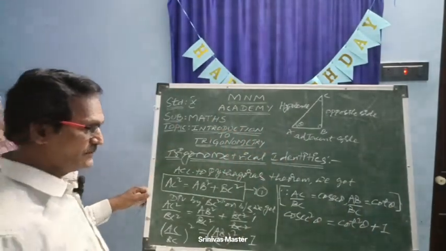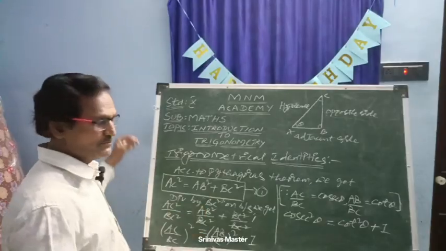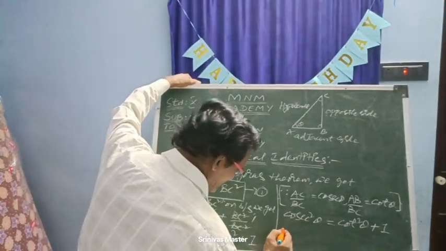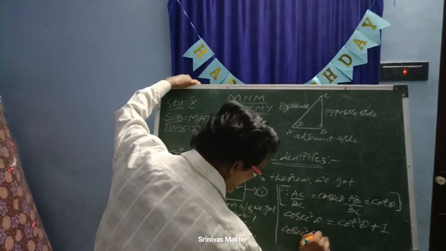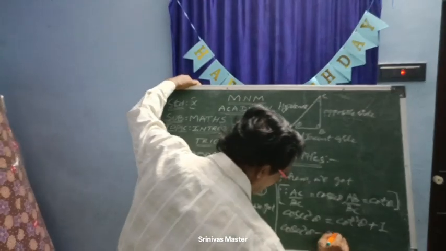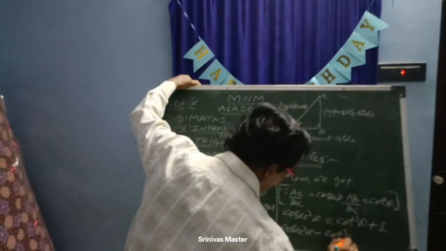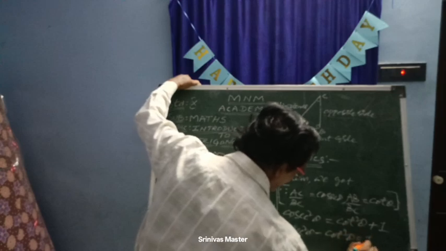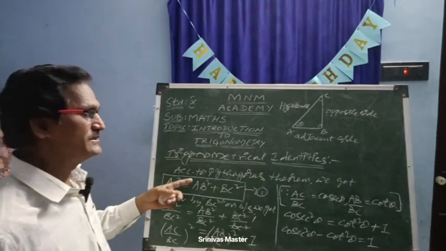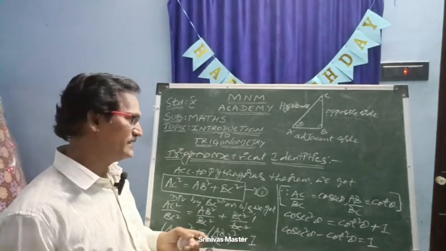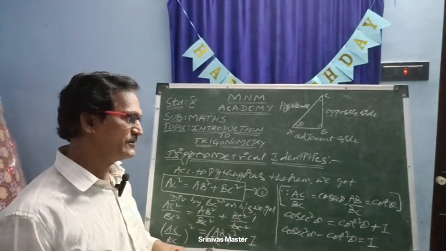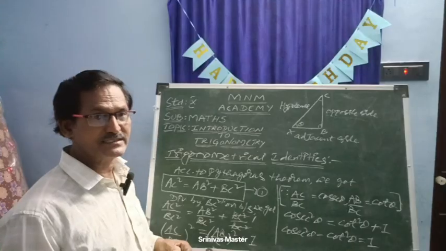Otherwise what I told you, plus cot square theta if you take here, it becomes minus cot square theta. So this can be written as cosec square theta minus cot square theta. Cosec square theta minus cot square theta equal to 1. So these are the main trigonometrical equations. Okay children, these are the applications you are using in the last exercise.